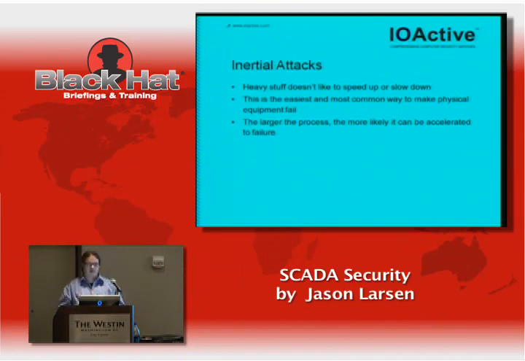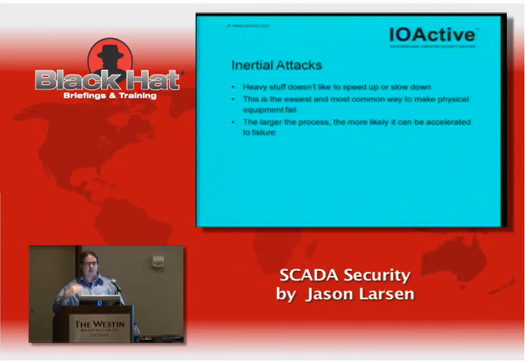You find a lot of physical damage when you start looking at auditing a process. So when you're in there looking at a process, saying, how could somebody physically damage this process? What is the worst case scenario that can come out of this? Because probably one of your recommendations when you're looking at physical damage is to try and put some physical controls on this stuff. So inertial attacks are heavy stuff, doesn't like to speed up or slow down.